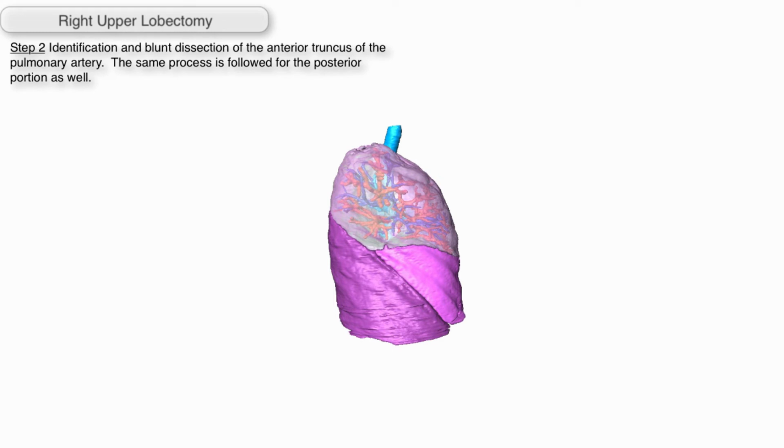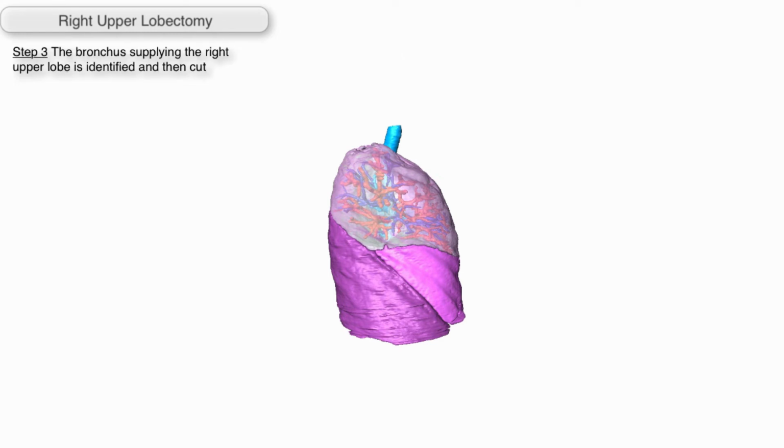The surgeon will then identify and use blunt dissection to find the anterior truncus of the pulmonary artery and the posterior branch of the pulmonary artery to also be cut and stapled. The process of cutting and stapling is repeated once more for the bronchus supplying the right upper lobe.